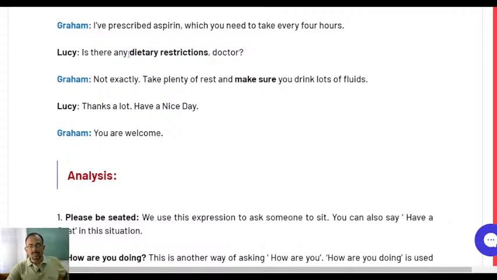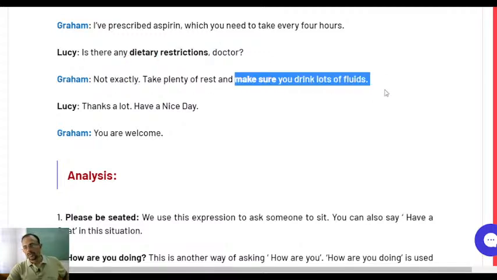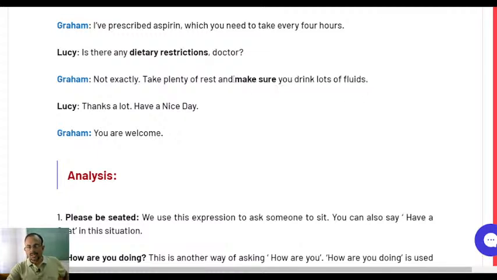Dietary restriction means food related restriction. Not exactly. Take plenty of rest and make sure you drink lots of fluids. Okay. So make sure is used in this case. Make sure means here you make it certain that you drink lots of fluids.